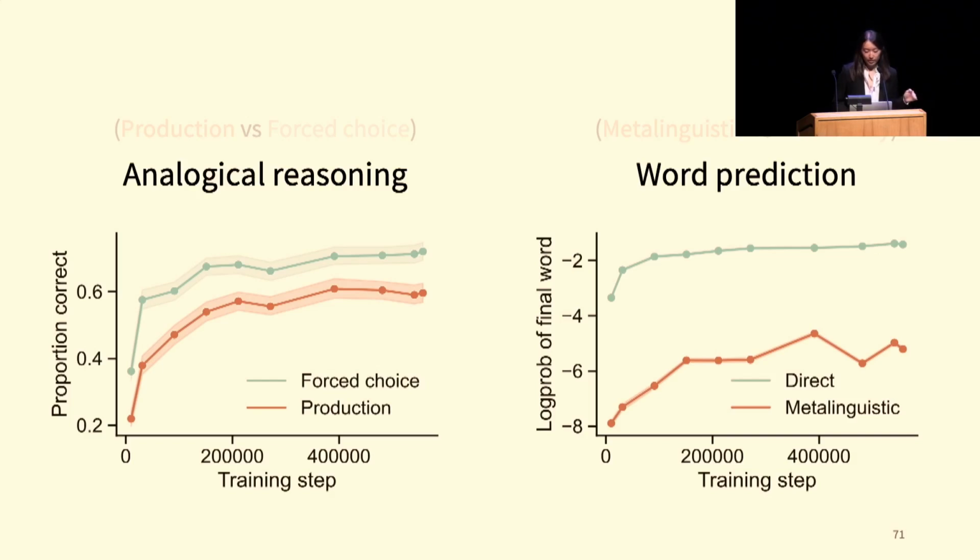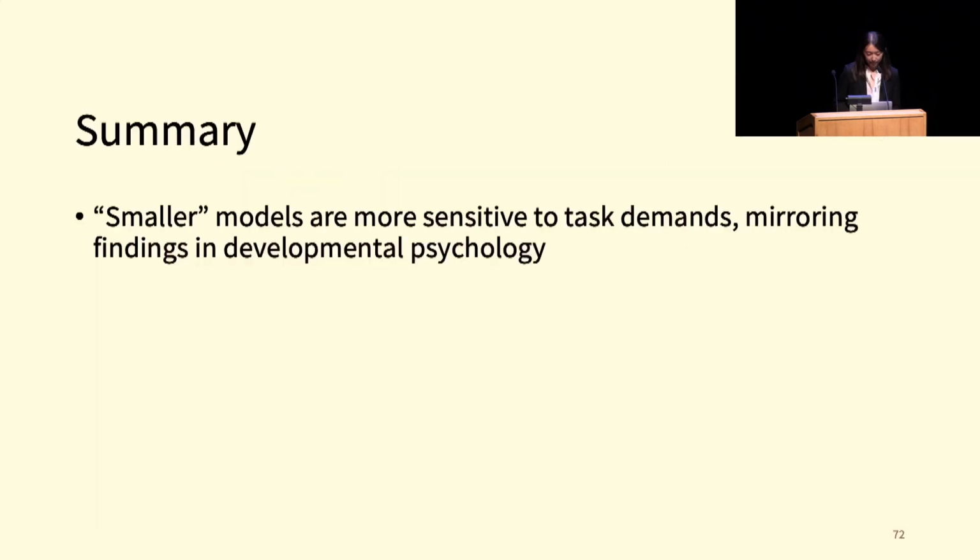Performance under the low demand evaluation increases more sharply and then plateaus earlier during training, and performance under the high demand evaluation increases more slowly. So to summarize, we found that smaller models, which we operationalized in two different ways, are more sensitive to task demands than larger or more capable models, and this mirrors findings in developmental psychology with kids.